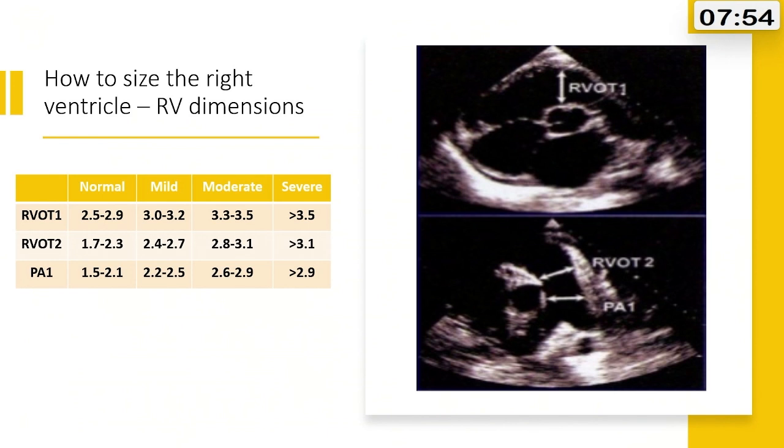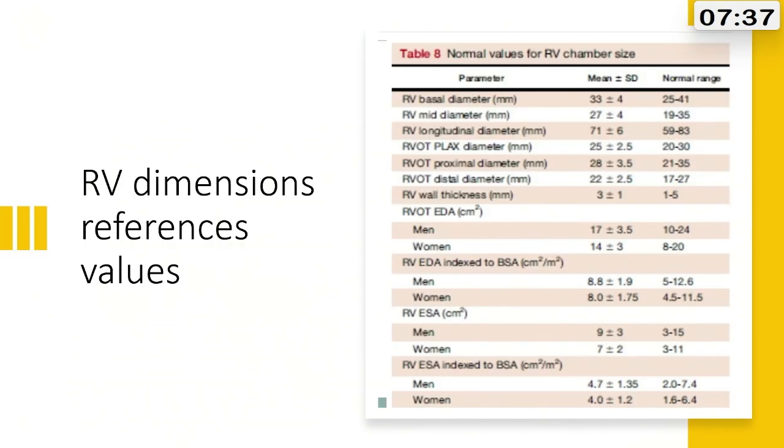We have two diameters to be measured here: the anterior diameter in the outflow of the right ventricle, and the diameter just preceding the pulmonary annulus, in addition to the main pulmonary artery diameter. And these are all the reference values. We even have reference values for males and females in all these dimensions.